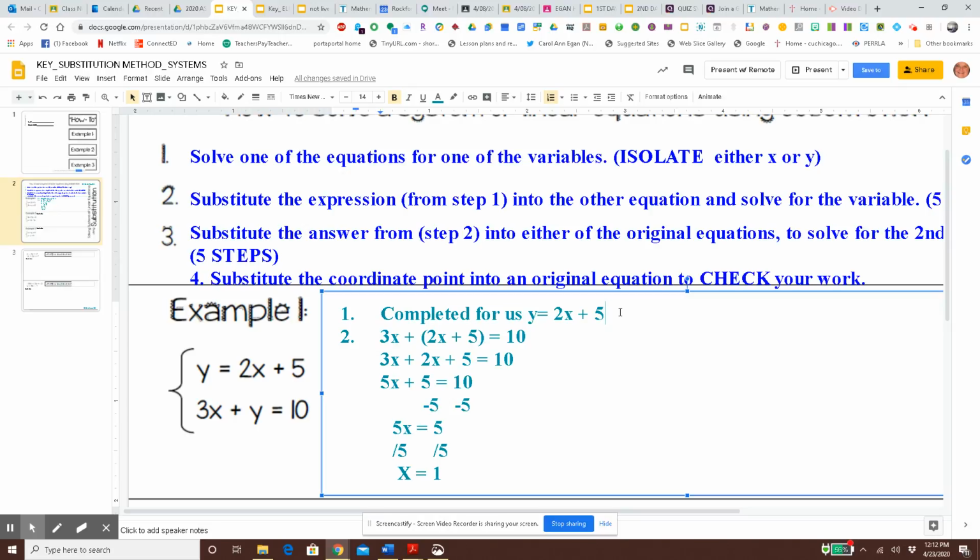Now I have to find the second variable. So I'm going to come up and just move over. So step 3 tells me to substitute the answer I just got, x equals 1, into one of the equations. Doesn't matter which one I choose. I'll actually show you what both of them look like. If I substitute it into the first one, I'd have y equal to 2 times 1 plus 5.